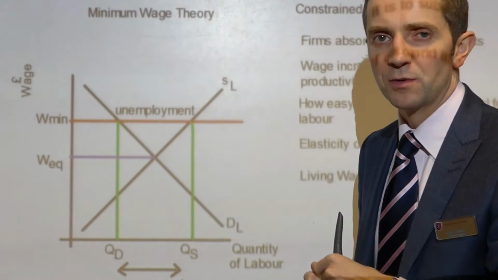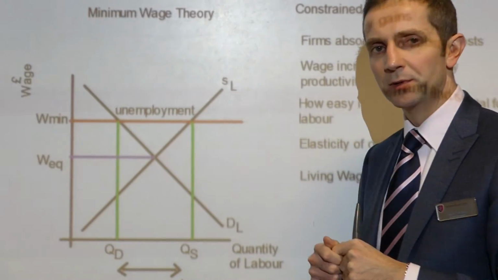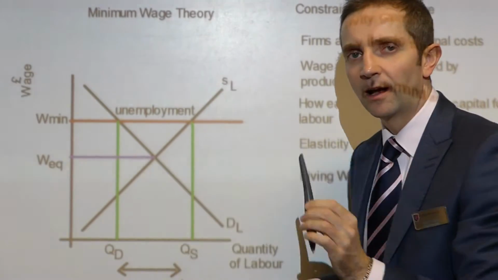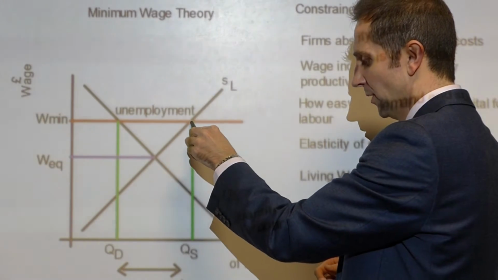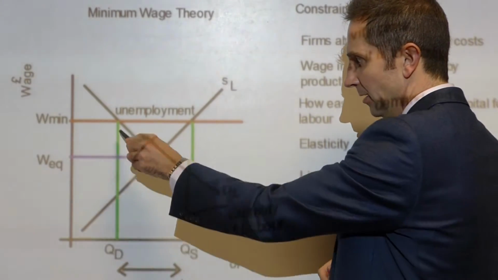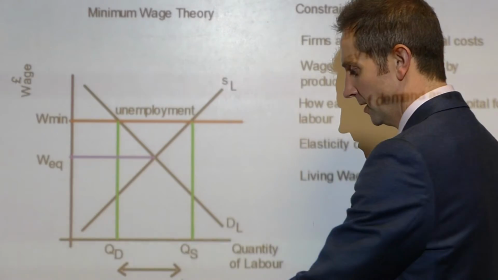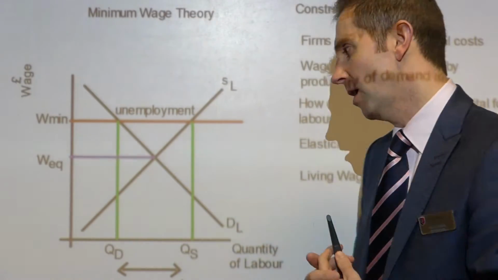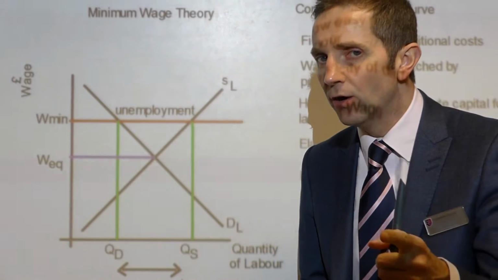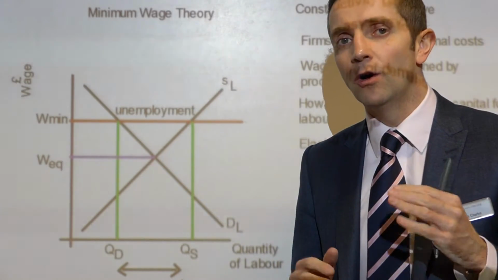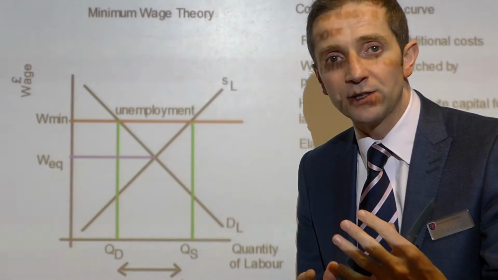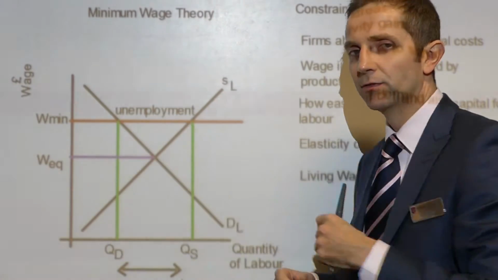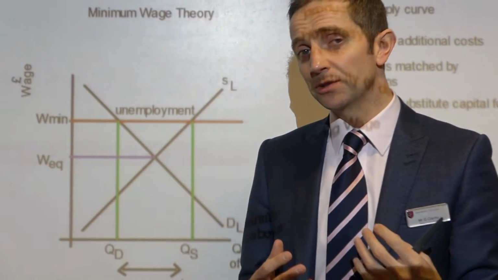Now, why will it cause unemployment? Well, it causes unemployment because if we go across from W min and we take our supply and demand points, so here is supply, quantity supplied, here is demand, quantity demanded. So this distance here, as you can see, I'm referring to as excess supply. What is it excess supply of? It's excess supply of labour, otherwise known as, of course, unemployment.